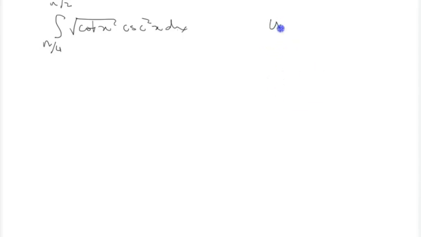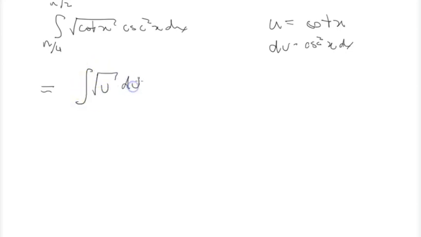So we'll get u is equal to cotangent x, du is equal to cosecant squared x dx, and we can write this out then. I'm going to skip a couple of steps because they're going to be exactly the same, but we'll be able to write this as root u du. But now what about the limits? Do the limits change based on the fact that our variables change? Yes. And how do we figure out how they change?